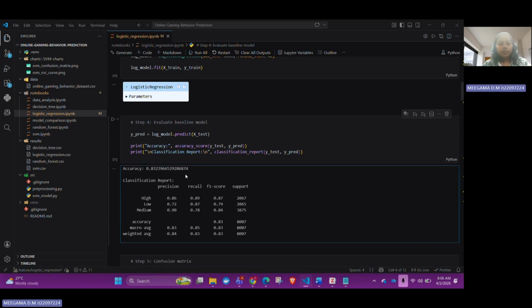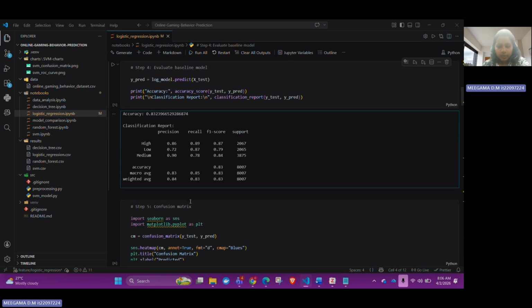Here you can identify that in the high engagement level, we have a recall of 0.89, an F1 score of 0.87, and a precision of 0.86. So this means the model is very effective at predicting higher level cases.